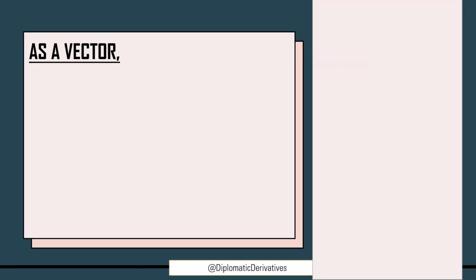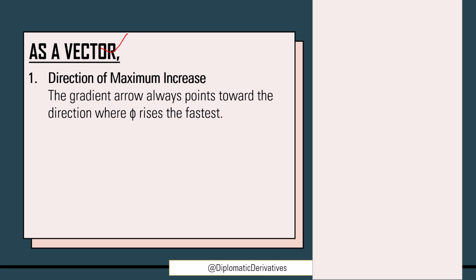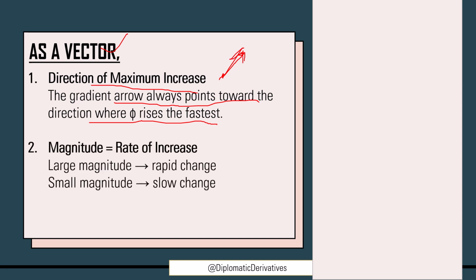Now, as a vector, it is going to have a direction and a magnitude, right? So what is the direction? Direction of maximum increase. So always the gradient is going to be in the direction of increase, okay, where the thing increases maximum. So if this is a point and this is another point, so this is the arrow. Okay, the gradient arrow always points towards the direction where phi rises the fastest. Okay, it will always point in the fastest change direction.